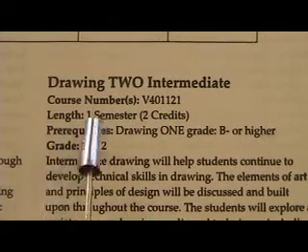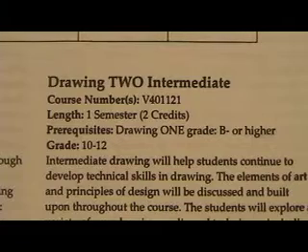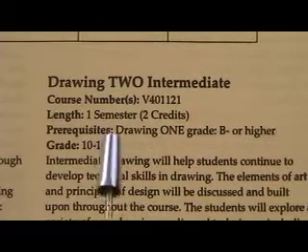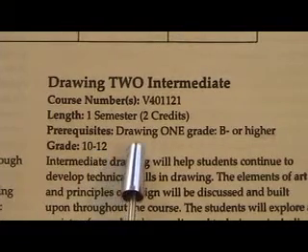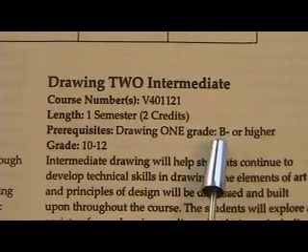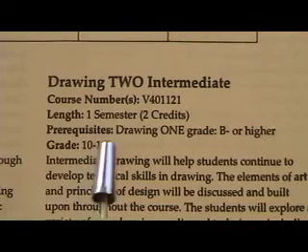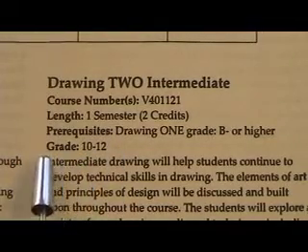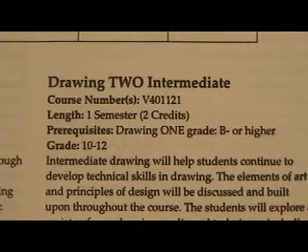The prerequisite is a condition that you must meet before you can take this class. So for example, for Drawing 2, you need to have taken Drawing 1, and you need to have received a grade of B- or higher in the class. And this course is only for grades 10, 11, and 12.